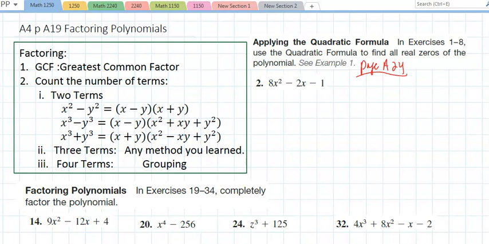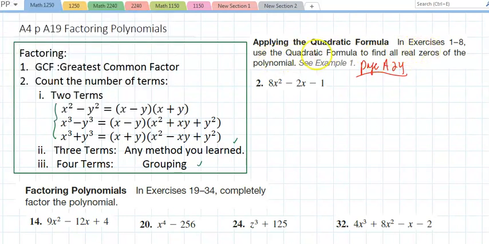Factoring, there are two steps of factoring. Step number one, you look for the greatest common factor. And step number two, you count the number of terms. If you have two terms, it has to fit one of those three. Three terms, that takes about an hour to explain, and four terms, you use grouping. So I just want to jump straight in and do a few problems.